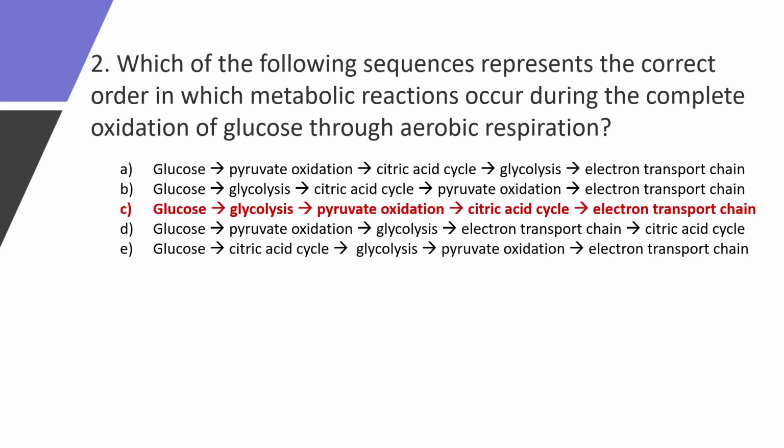The answer is C. Glucose is used in the process of glycolysis, which generates pyruvate. That goes through pyruvate oxidation, which generates acetyl-CoA, and acetyl-CoA enters the citric acid cycle. Now, all of the electrons that were gathered by NAD+ to become NADH during those stages, those electrons are transferred into the electron transport chain, which is the final stage of cellular respiration where the majority of ATP is generated.